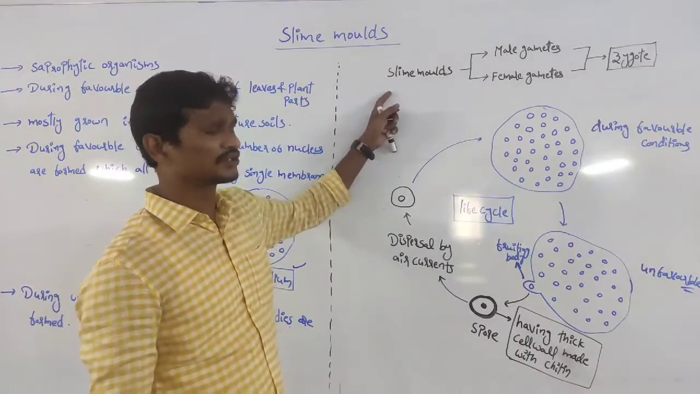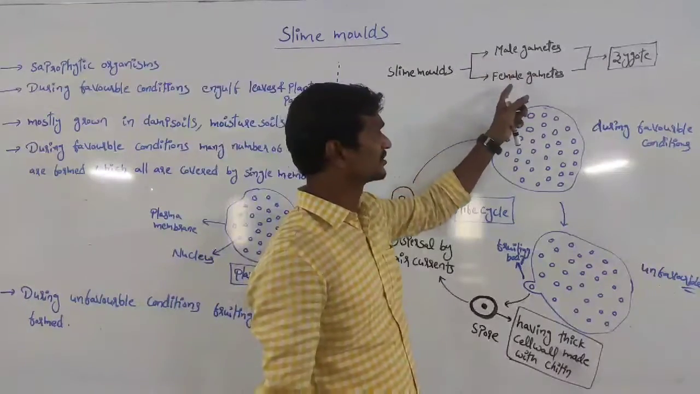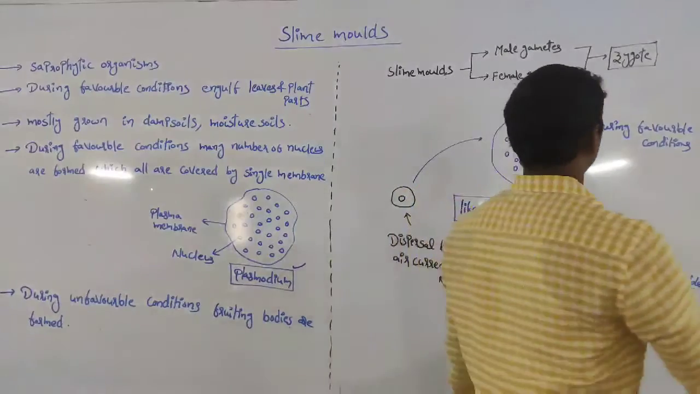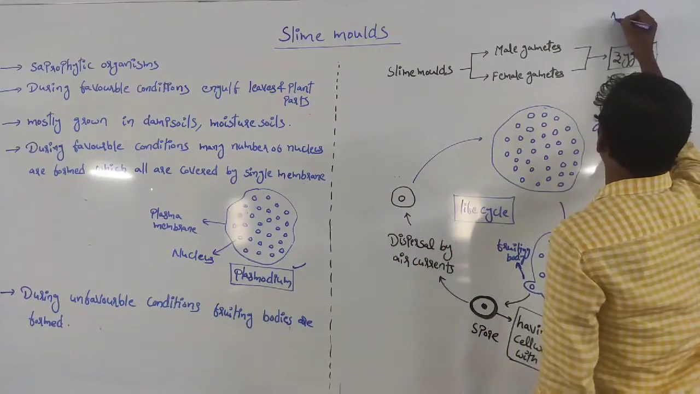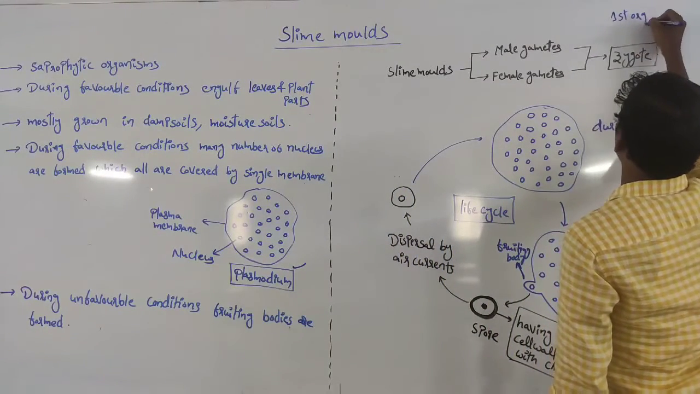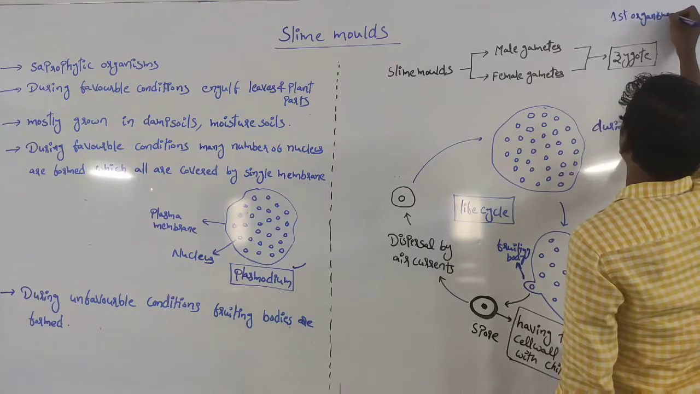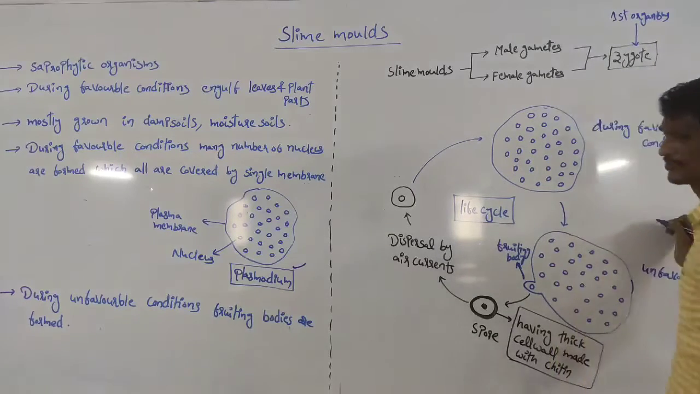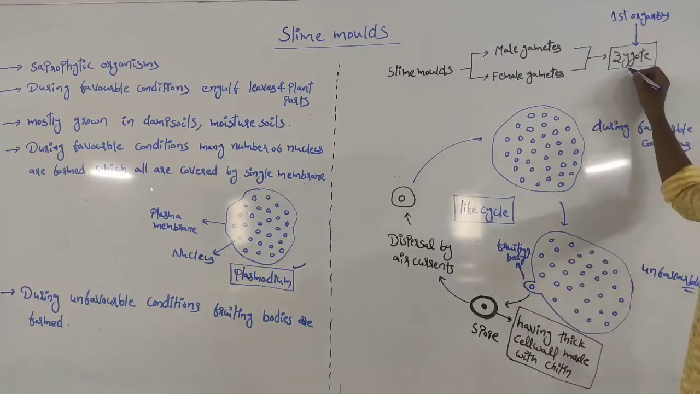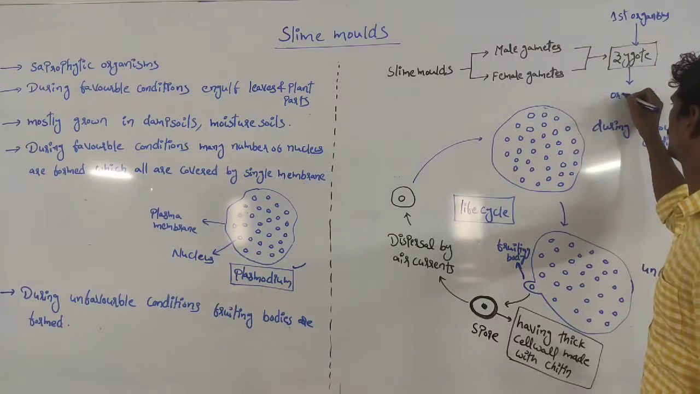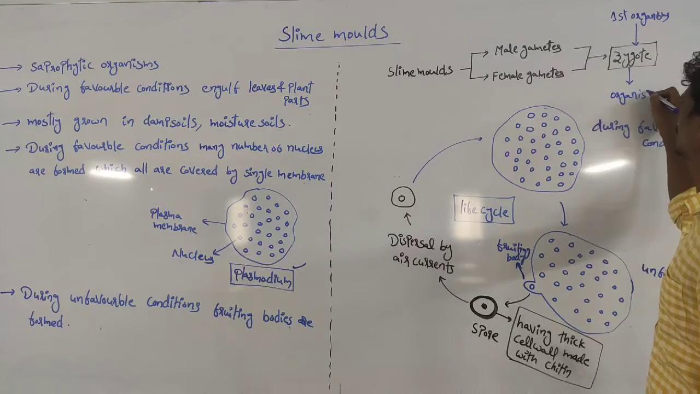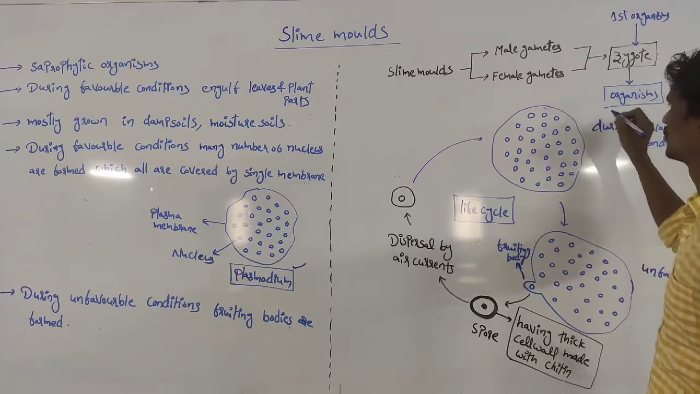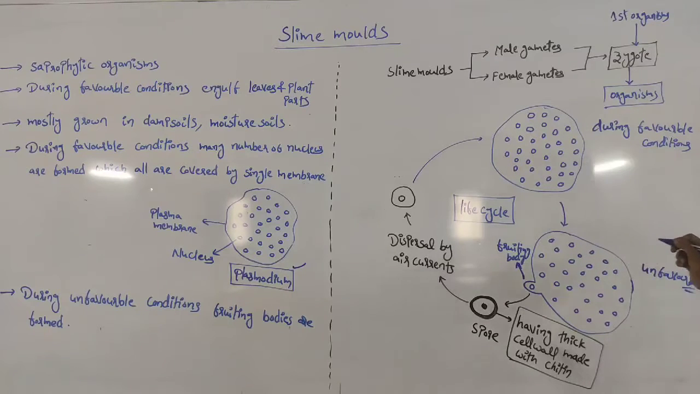And remember, in slime molds there is male gamete production and female gamete production. And see, these are the first organisms which produce the zygote. These organisms produce the zygote, and the zygote develops into the organism. So the first organisms to produce a zygote are the slime molds. Right? That is about the slime molds.